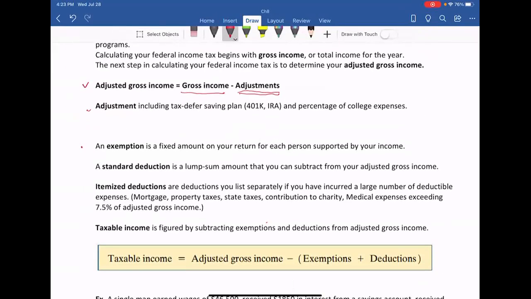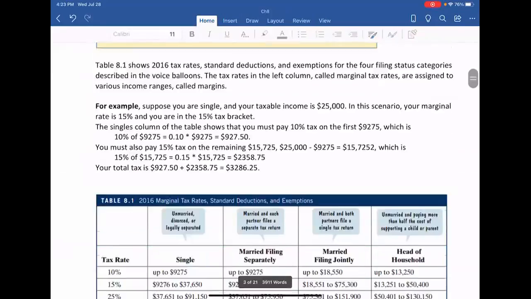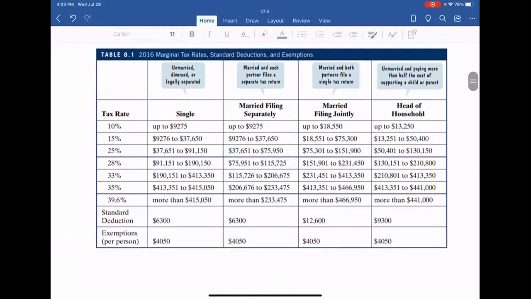The exemption. An exemption is a fixed amount on your return for each person supported by your income. So you can find the exemptions from the tax table. Next one is a standard deduction. It's a lump sum amount that you can subtract from your adjusted gross income. So where to find the exemption and standard deduction? We can find it from the tax table. Here is shown here. There are 4 statuses. Which one you need to choose all depends on your status.